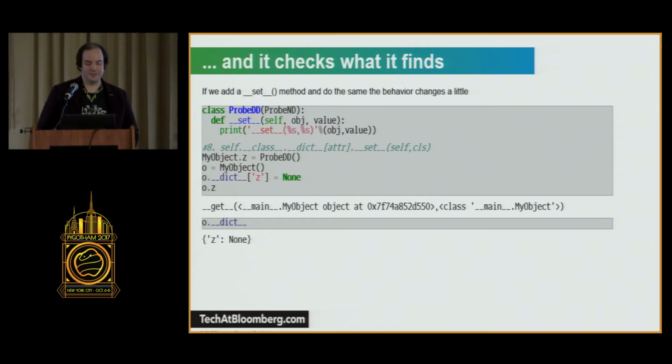So here probe DD adds to probe ND a set method. And we can see that here, even though we put a value into the instance dictionary, we're still getting our get method called. It's the same get method, but the fact that the set method is there is changing the behavior.